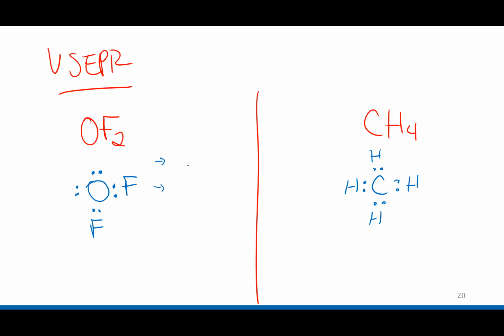look at the central atom. My central atom, my oxygen, let me get my highlighter here. Okay, look at the central atom and write down how many lone pairs you have and how many bonds you have. So here I have 2 lone pairs. And here I have 2 bonds.